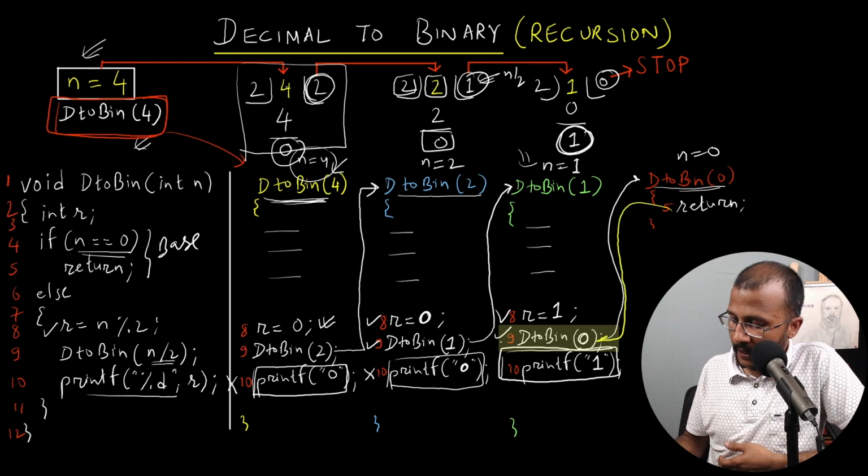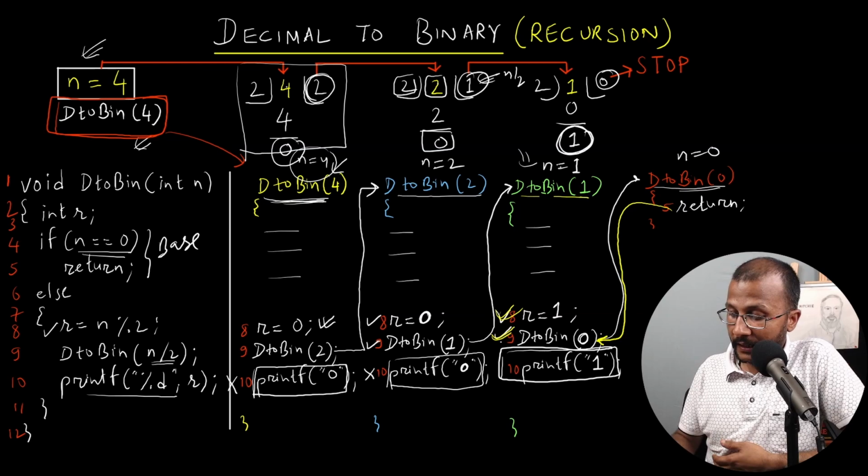So return back to this place wherein decimal to binary 0 was called. That means line number 9 is now completely executed. It has got the response from where it was passed to. But if you see here, decimal to binary with n as 1 is not completely done because line number 10 is still pending. So now it goes and executes line number 10. It will print 1 on the screen. So 1 is displayed on the screen.